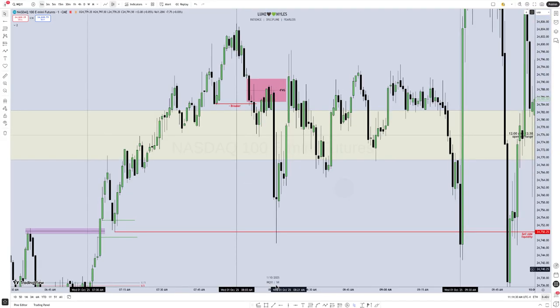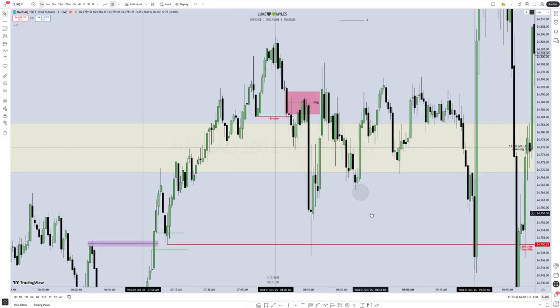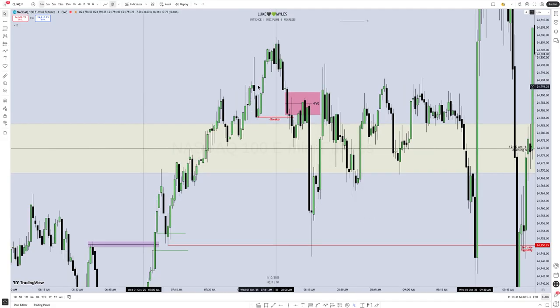But if I was to use other ICT concepts, I would wait for this breaker to form. When the breaker forms, it has a fair value gap. I don't expect the market to trade back into this fair value gap because of this breaker, so leaving this as a breakaway gap. Now this breakaway gap doesn't have to be filled.